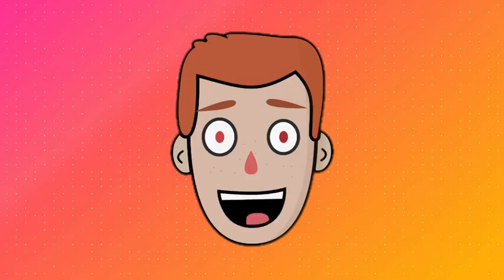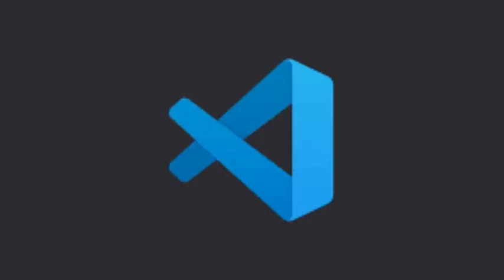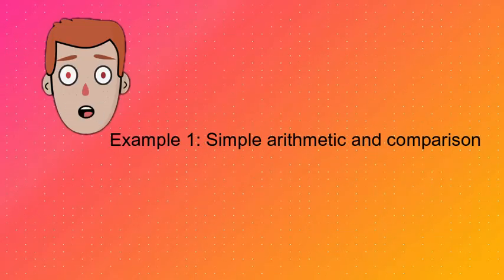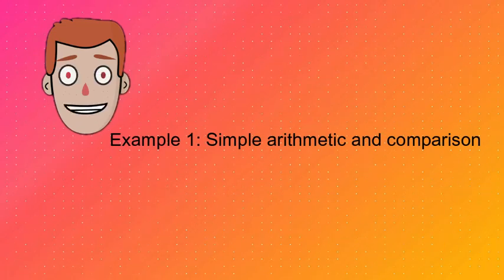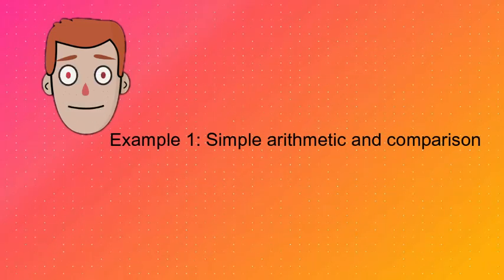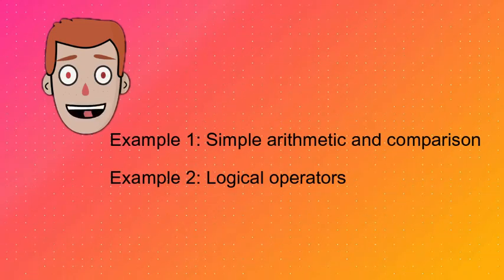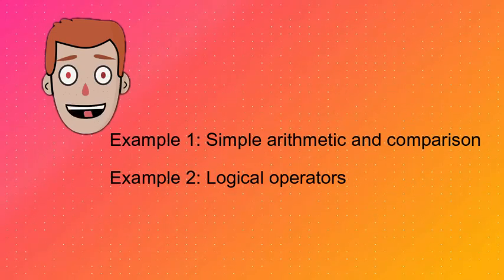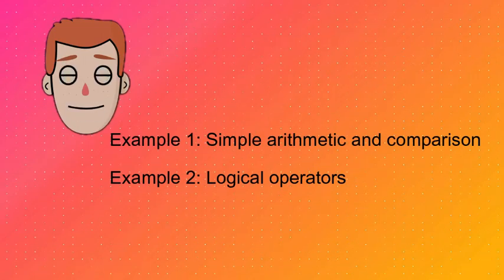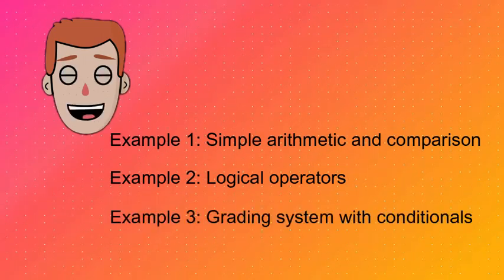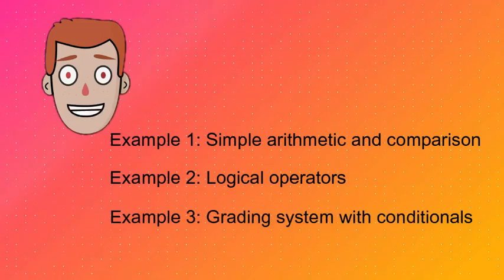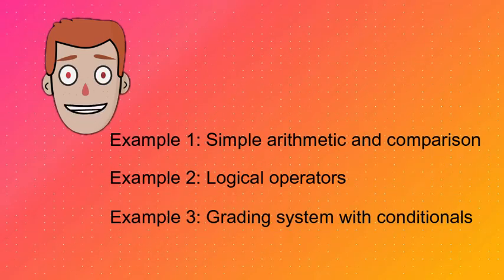Now it's time to practice what you've learned. Open up your VS Code and let's try these examples together. Create 2 variables and try to use arithmetic and comparison operators. Try to create 2 true or false variables and use logical operators, all kinds you've learned. And for the last example, try to create a grading system with conditionals.